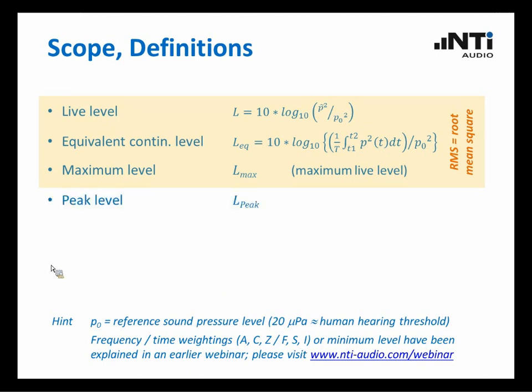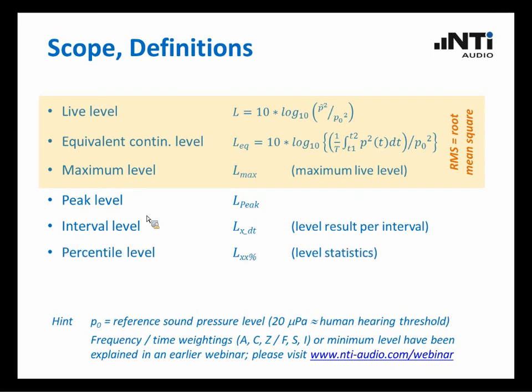The next level we shall take care of is the peak level. This is not an RMS value, that's an important issue, and I will explain the difference between peak level and maximum level in a minute. Then we have the interval level, which is basically an expression that you record or display a level result that has been recorded over a defined interval. And the percentile level, which is a statistical analysis, will also be explained in more detail later.